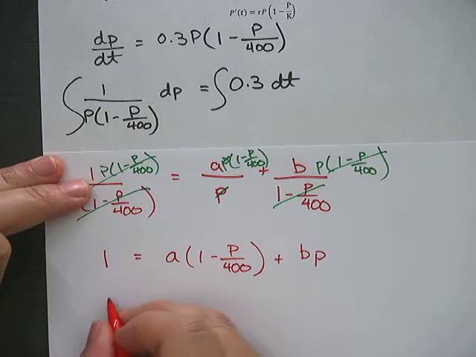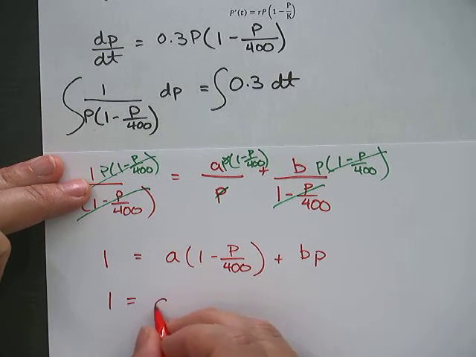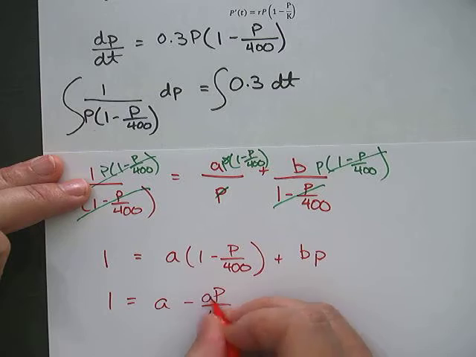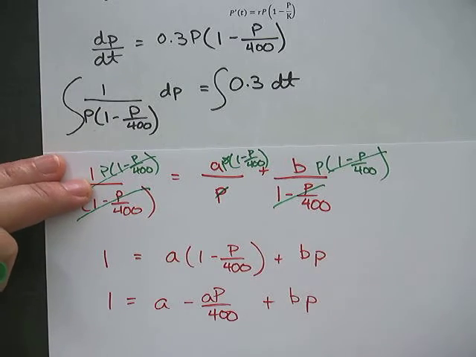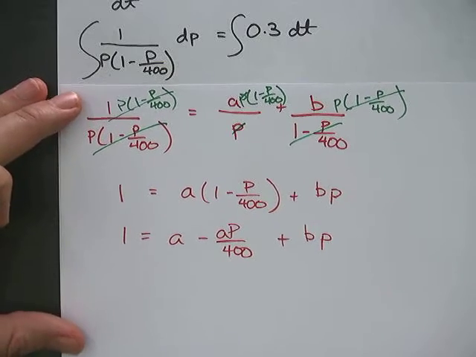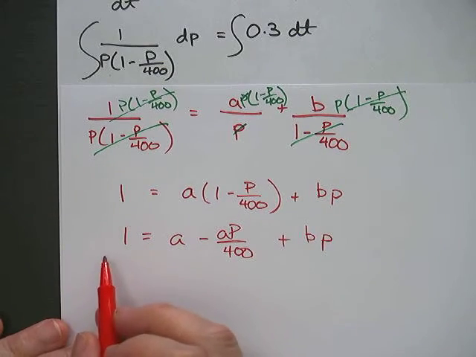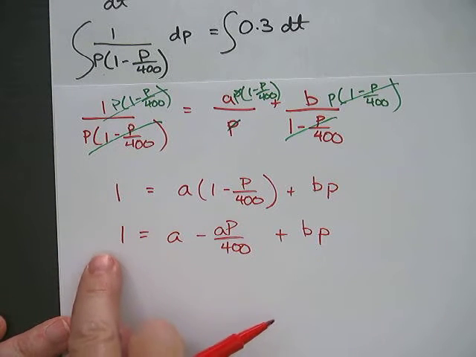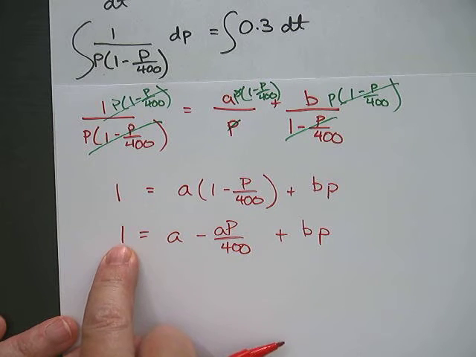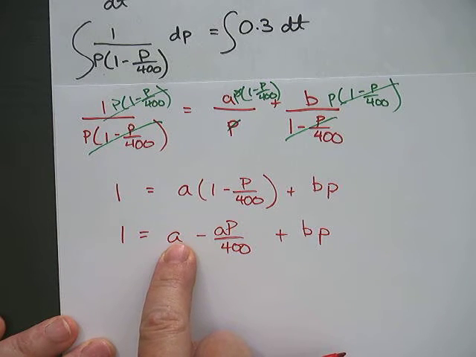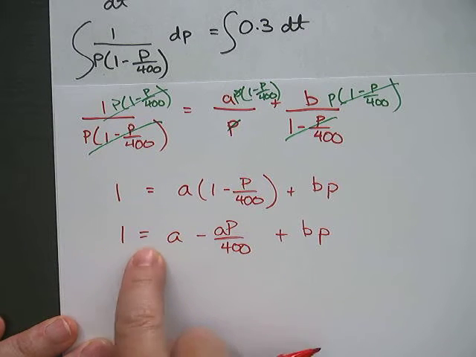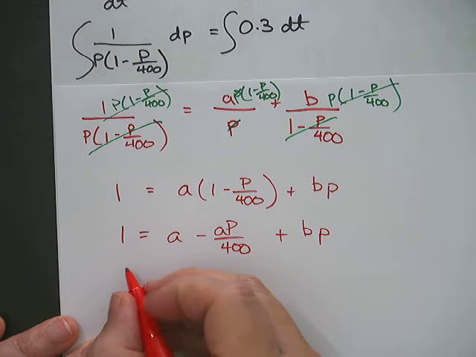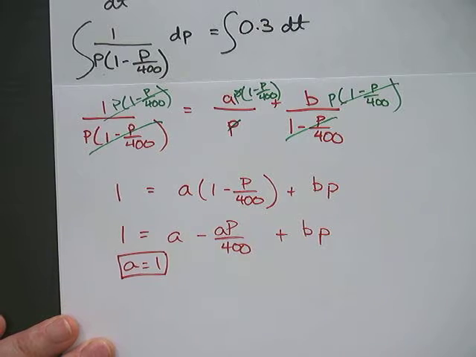Let's multiply this out so you get 1 equals A minus AP over 400 plus BP. What you're looking for is that any terms on the left side that have a variable P in them will be set equal to the terms on the right with P. There are none on the left. Any terms without a variable P, there's one right here, will be set equal to the only thing on the right without a P. So 1 is equal to A, and A is the only thing without a P on the right side. So A is equal to 1. Already figured out part of it.